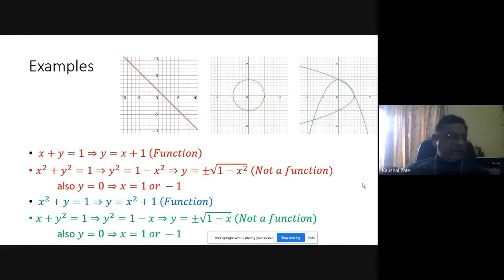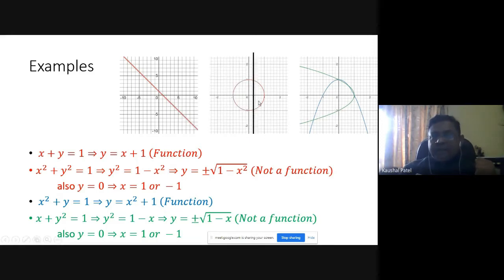Now there is another test also. We can have a vertical line test. So this is a line. We can pass it, and if it passes through a single point, then we can say that it is a function.